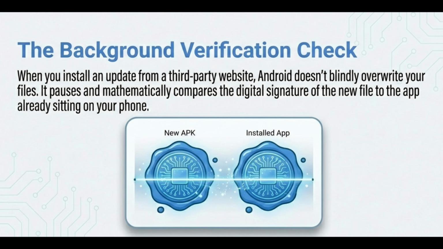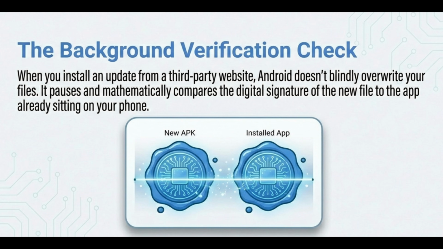Android operating system doesn't just blindly overwrite your files. It stops and performs a strict background check. The system extracts the digital signature from the APK file that you just downloaded, and it mathematically compares it to the signature of the Gmail app sitting on your phone.